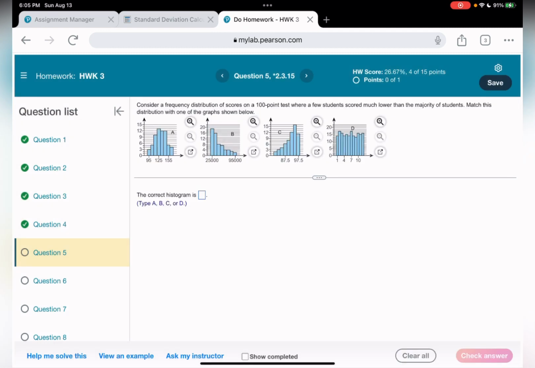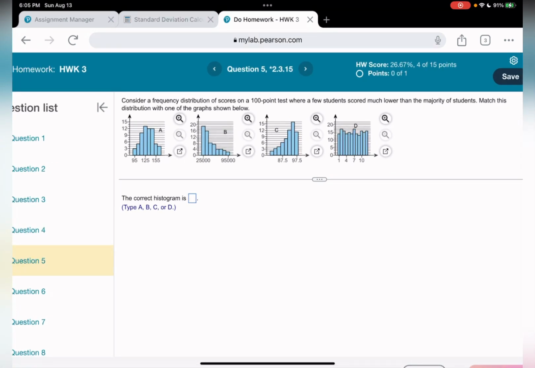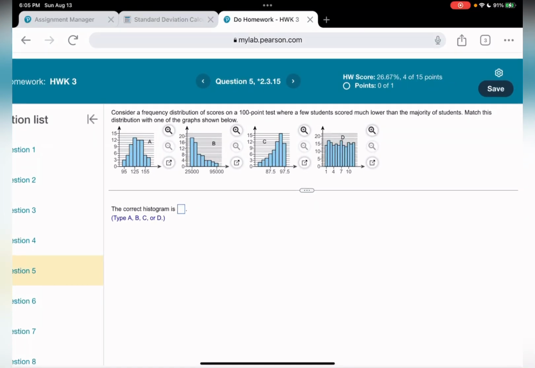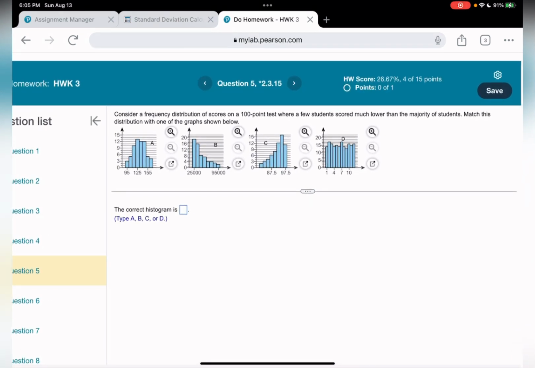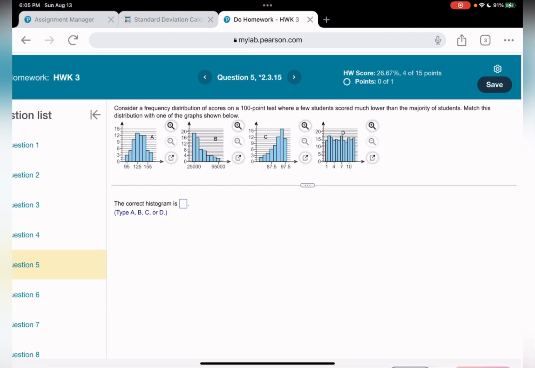Okay, consider frequency distribution. Frequency distribution meaning this vertical line is a frequency, okay, of scores on a 100-point test where a few students scored much lower than the majority of students. Match this distribution with one of the graphs shown below. Okay, let's see which one is matching to what. Frequency of scores on a 100-point test where a few students scored much lower than the majority.